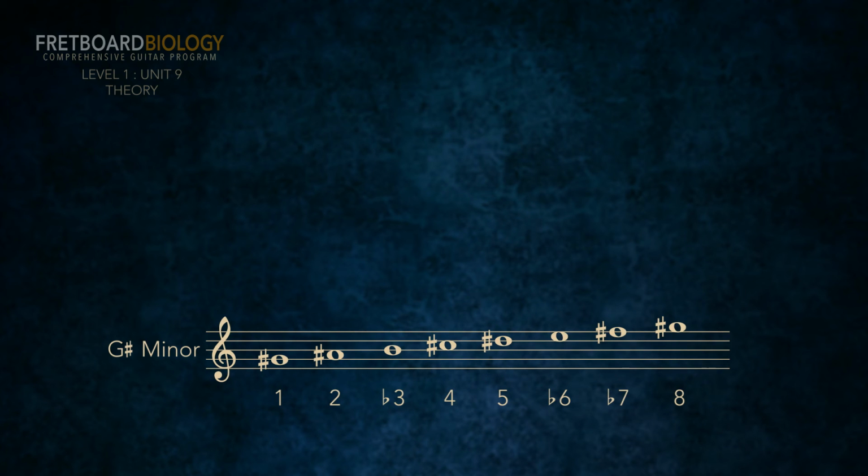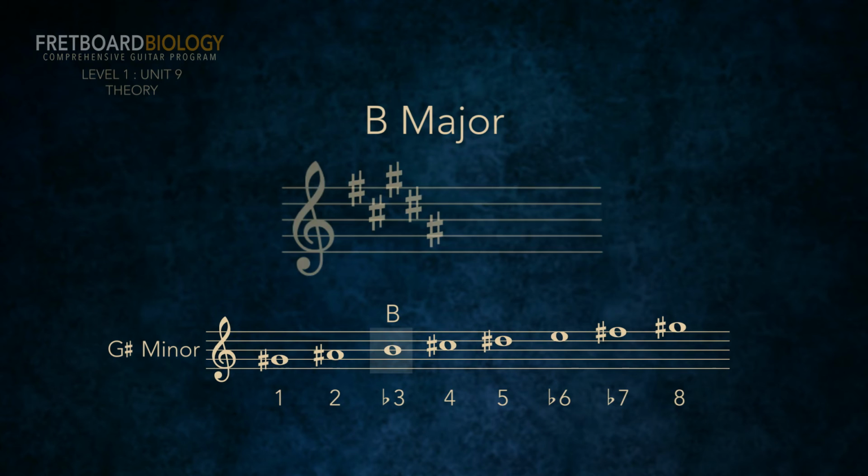Let's look at G sharp minor. What's G sharp minor's third scale degree? It's B. Therefore, B major is G sharp minor's relative major. What's B major's key signature? 5 sharps, and they are F sharp, C sharp, G sharp, D sharp, and A sharp. Therefore, G sharp minor's key signature is 5 sharps, F sharp, C sharp, G sharp, D sharp, and A sharp.